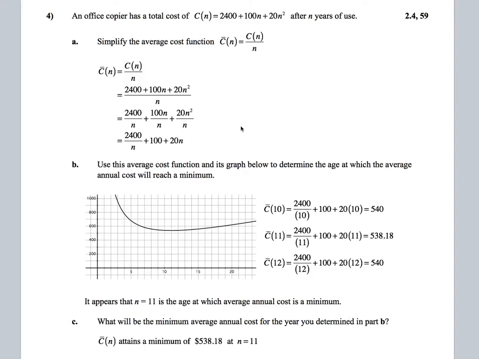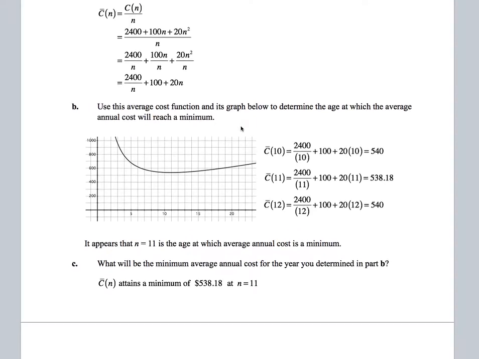Now, the graph will be provided on the test, as it is here, and so you'll use that graph to choose the points that you'd like to test to see where the minimum lies. And if you look at the graph, you'll see that it seems to bottom out right about here, from 10 to 12, somewhere in that region. So we substitute 10 into this average cost function, and that simplifies as 540.